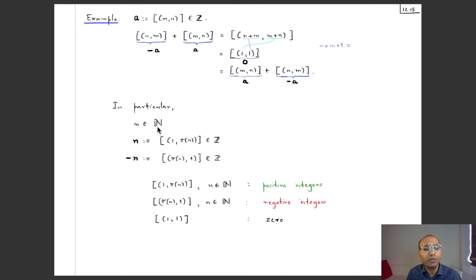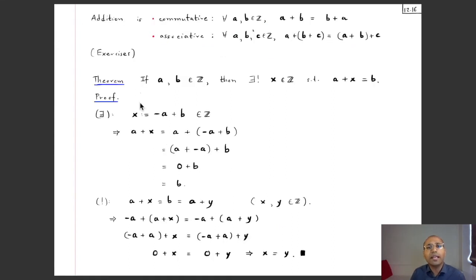So for any natural number n, the corresponding integer is the equivalence class containing the ordered pair 1 comma sigma n, and that we denote by this boldface n. And then minus n will be the equivalence class containing the ordered pair with these two swapped, sigma n comma 1. And these are referred to as the positive integers and these are referred to as the negative integers. Okay, so over here this is bigger than this one, over here this is bigger than this one, but when they are equal, then you get this equivalence class, which is the 0 element. This was just some notation.